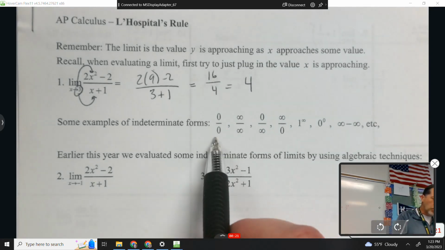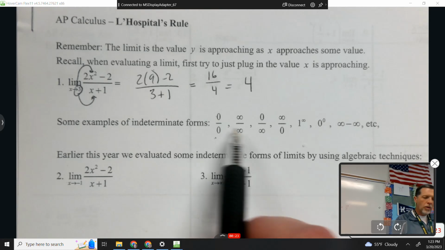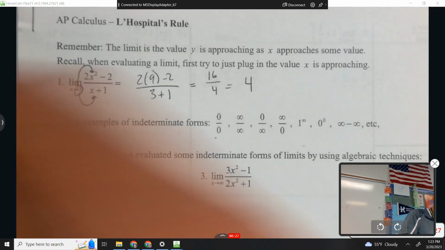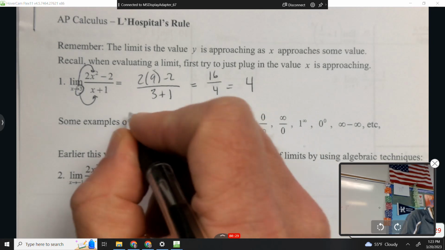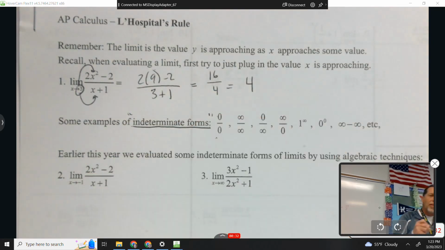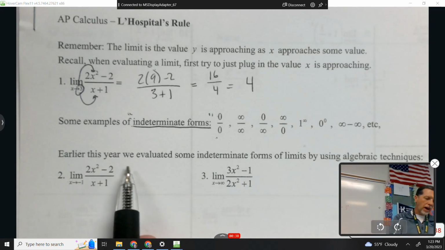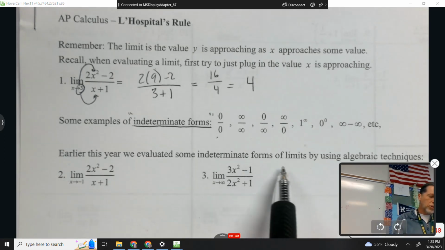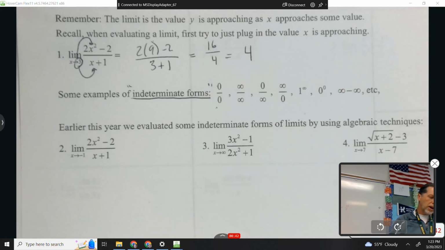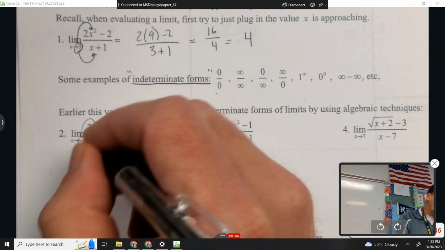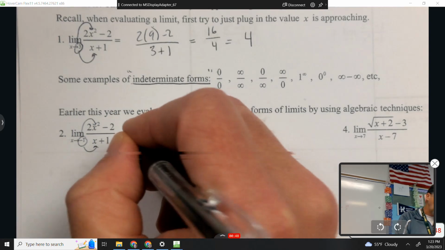But if you get 0 on the bottom and 0 on the top, or a combination of zeros and infinity, that's what we call indeterminate form. And that's when something else has to be done. Earlier this year, we evaluated some indeterminate forms by algebraic techniques. First, you don't even know it's needed until you plug it in.